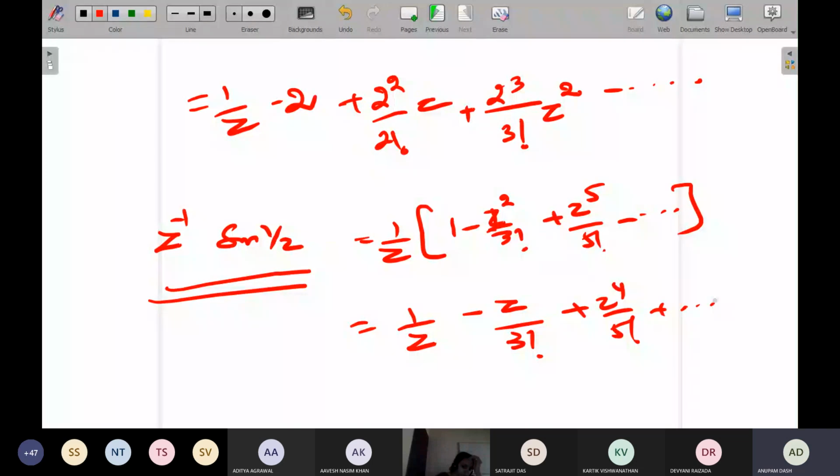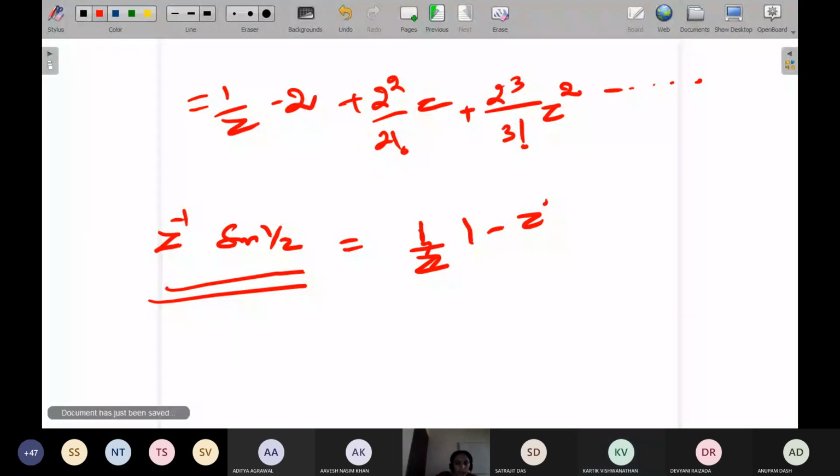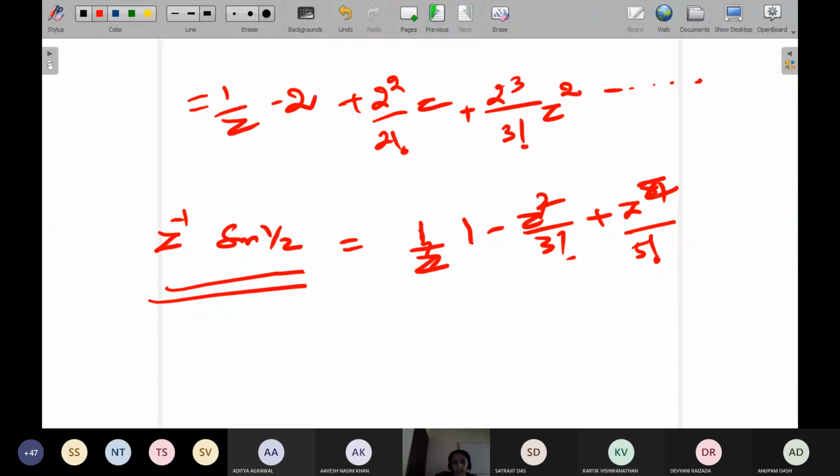Ma'am, it is given sine 1 by z. Oh, sorry. I'm getting the final answer. Okay, no issues. So what is the final answer you're saying? 1 minus z square by 3 factorial plus z power 4 by 5 factorial. You're getting this? But you should get a 1 by z term. You're not getting the 1 by z term.